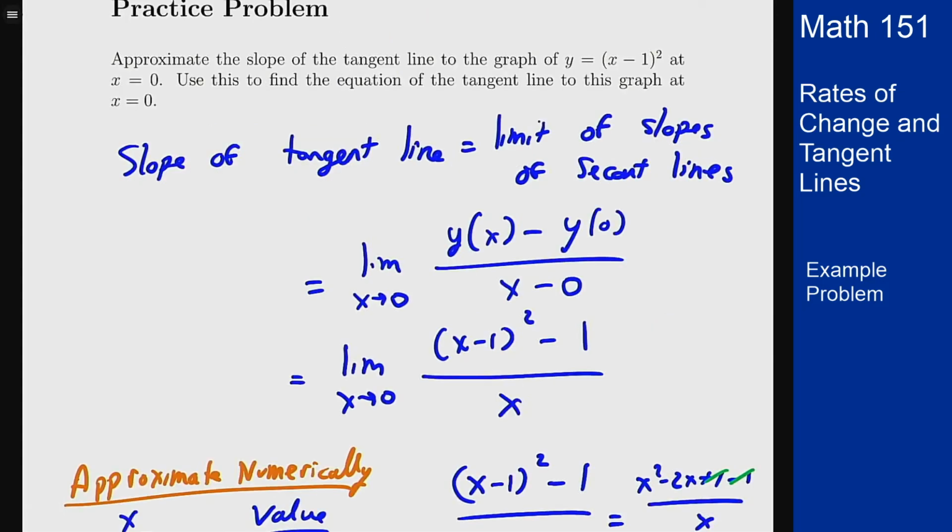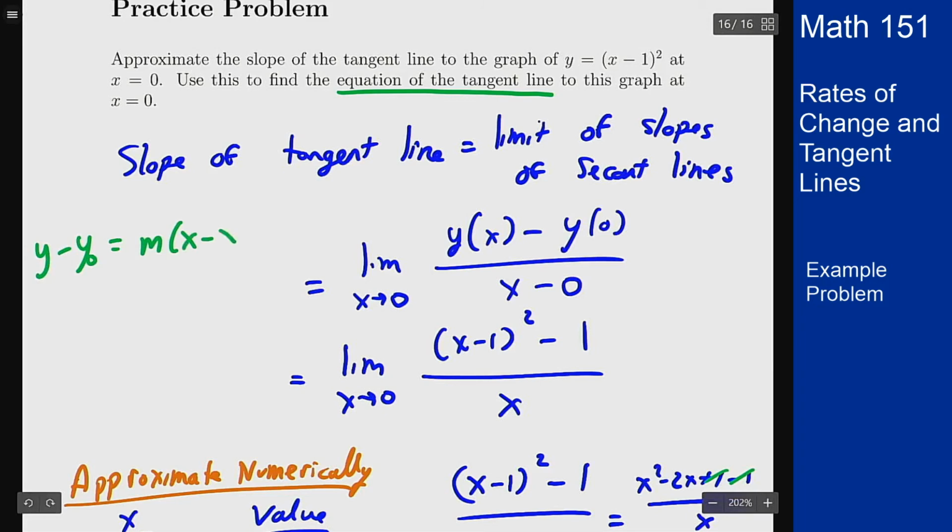Now what that means then for the equation of the line is I can just write that in point slope form. So that's going to be y minus y0 equals m times (x minus x0). The point I have here is x equals 0 and y equals 1, which is the same value that I got over here. And my slope should be minus 2.